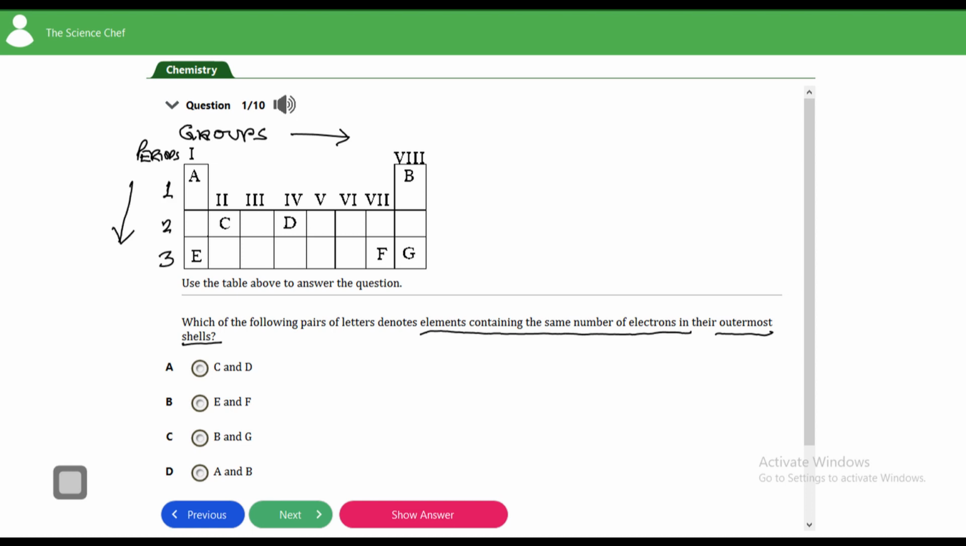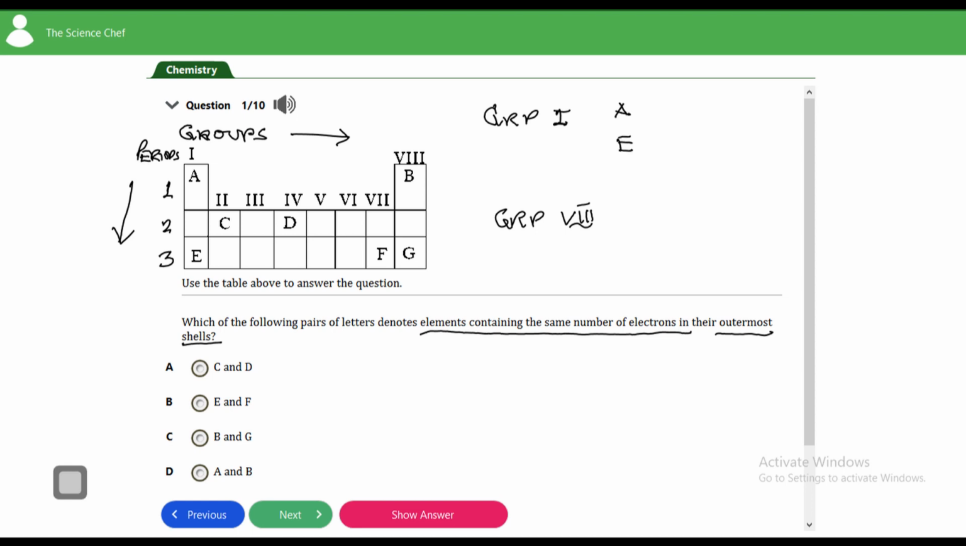Elements in the same group have the same number of valence electrons, while elements in the same period have the same number of electronic shells, right? Since we are asked to identify elements containing the same number of electrons in their outermost shell, our focus will be on group 1 and group 8, because those are the two groups that contain more than one element. For group 1 we have A and E.